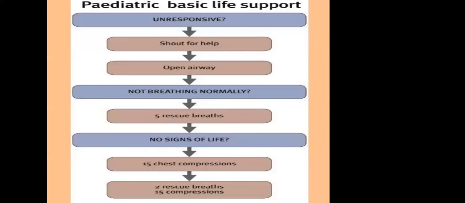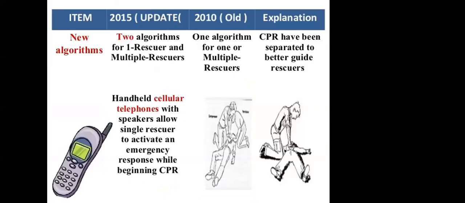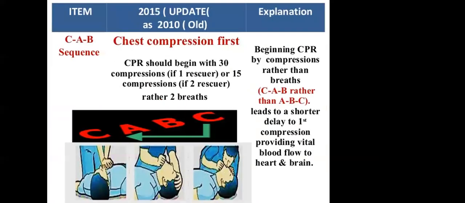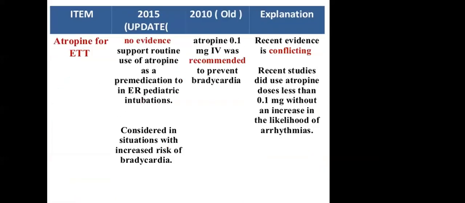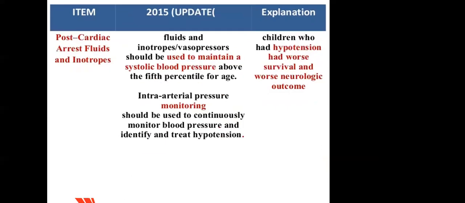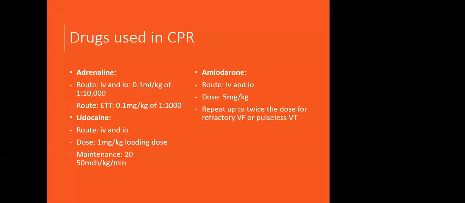All right, so this is like an algorithm, and we'll come to that a lot. If we have time, we'll come to that. This is just explaining the update between 2010 and 2015. We've moved past that now. We have 2020, which emphasizes CAB rather than ABC. We'll see if we can come back to all these ones. This is just for you to see.